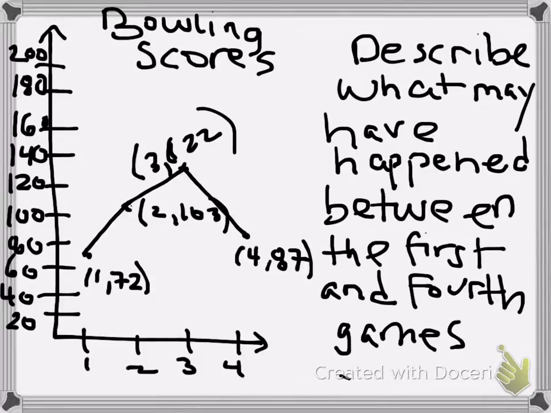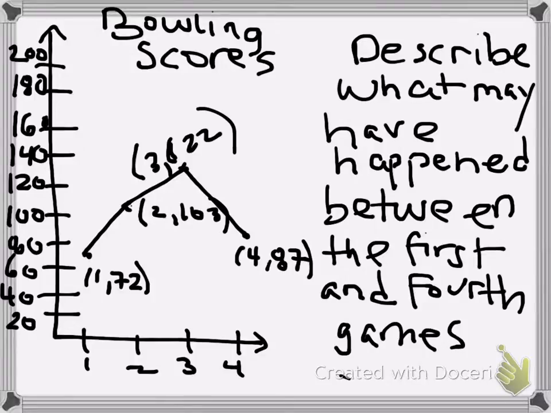This is the same graph, just a little bit more detailed. I have 4 ordered pairs here. We're supposed to describe what may have happened between the first and the fourth games. You can get a bit creative here, but you can see between the first and the fourth games there was a spike up and then a drop down. So think about what might have happened between the first and fourth games.